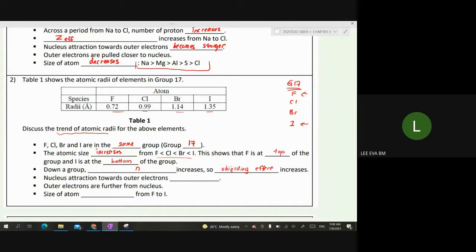So nucleus attractions become weaker or stronger? Weaker. So outer electrons are further from the nucleus and therefore the size increase or decrease? Increases.